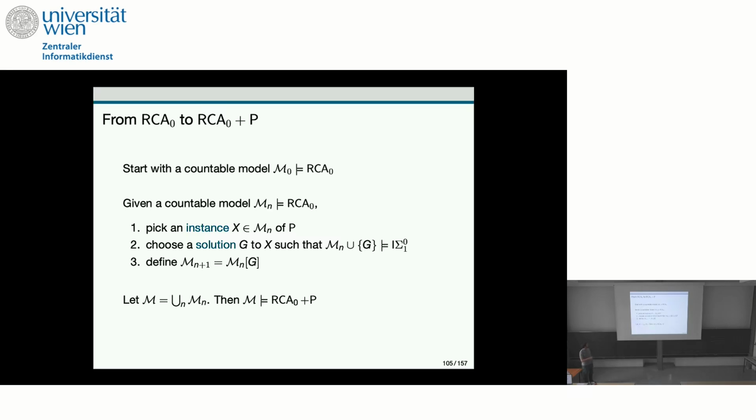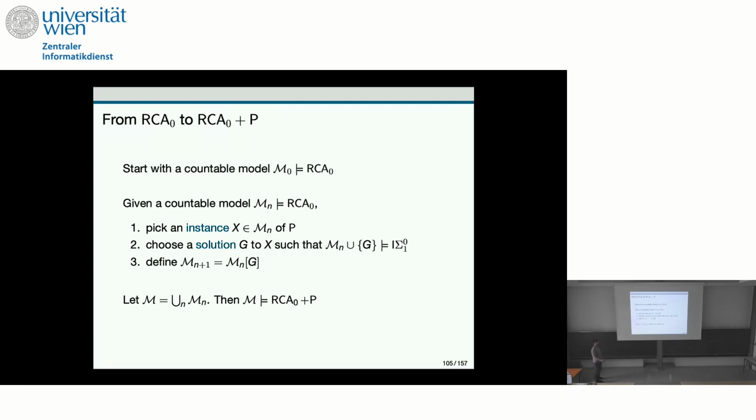And we claim that by default, it is already a model for RC0. And if you chose carefully the sequence of instances to consider, so that each instance at some point receives attention, then it will also be a model of P. So that's the standard way of making an omega extension. And so the core point here is you want to find a solution so that it satisfies Sigma 0 1 induction. So that's the key element in proving Pi 1 1 conservation over RC0.